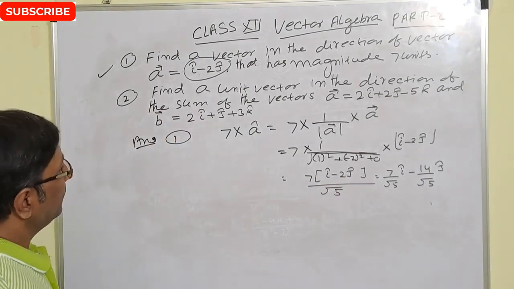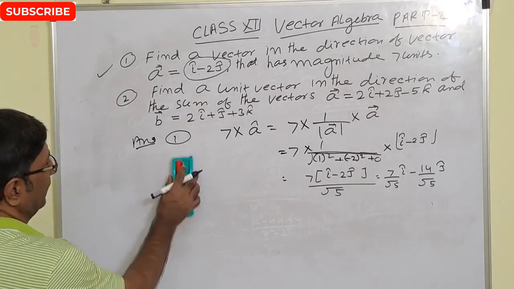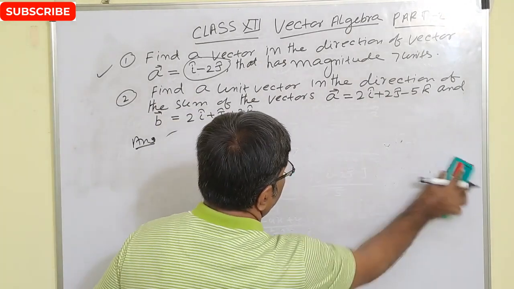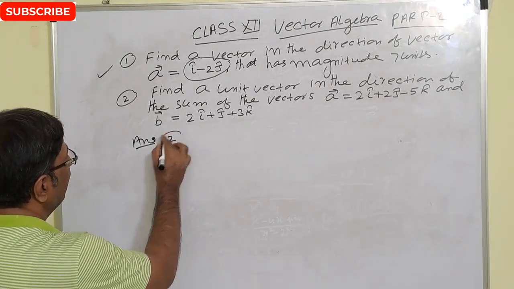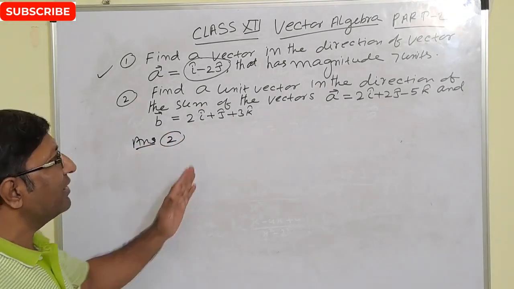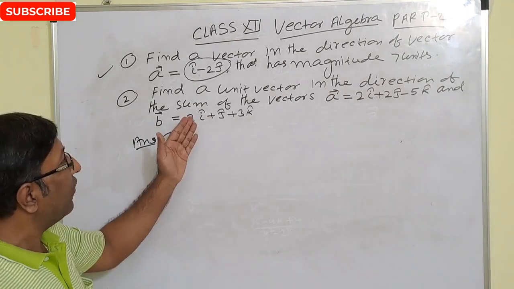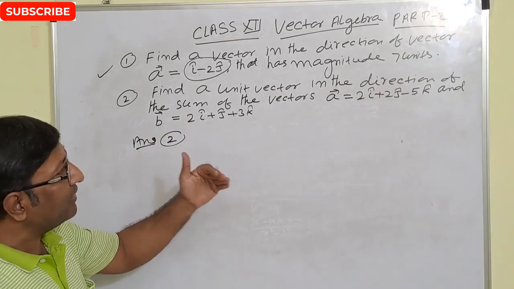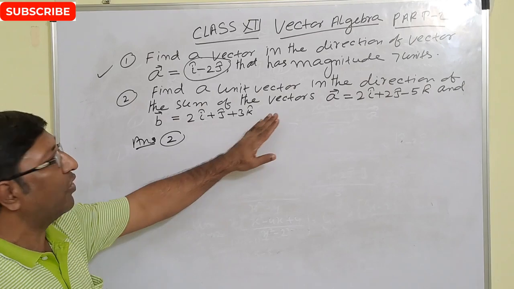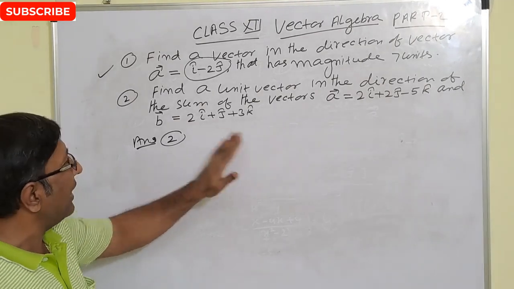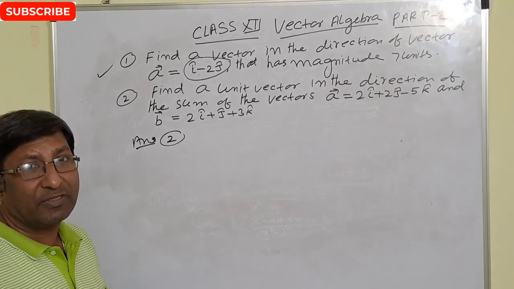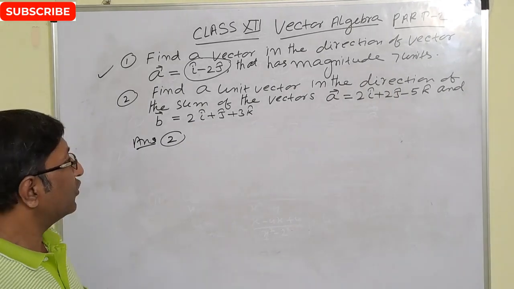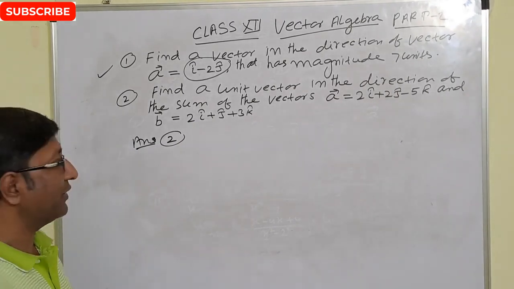Good. Now let us see the second question. What is the second question? Find a unit vector in the direction of the sum of the vectors A and B. We have to find the unit vector in the direction of the sum of the given two vectors. So first you find the sum of the two vectors.